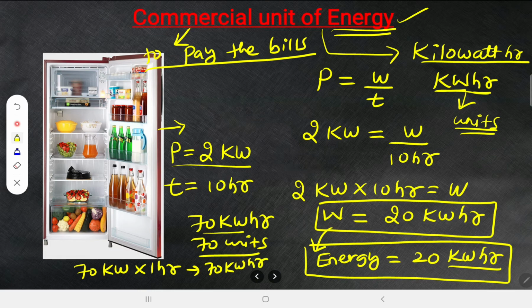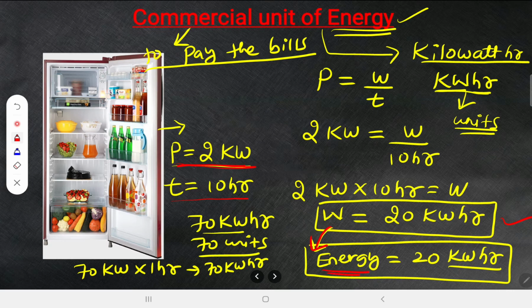Try to have a holistic approach towards this concept. If you understand this concept, then numericals become quite easy. So what I was trying to say here is, let us take the power of this device to be 2 kilowatt, and it works for 10 hours. So what is the formula? Power equal to work by time. If you substitute everything, how much work are you getting? 20 kilowatt hour. So whatever work it is doing, why is it doing it?